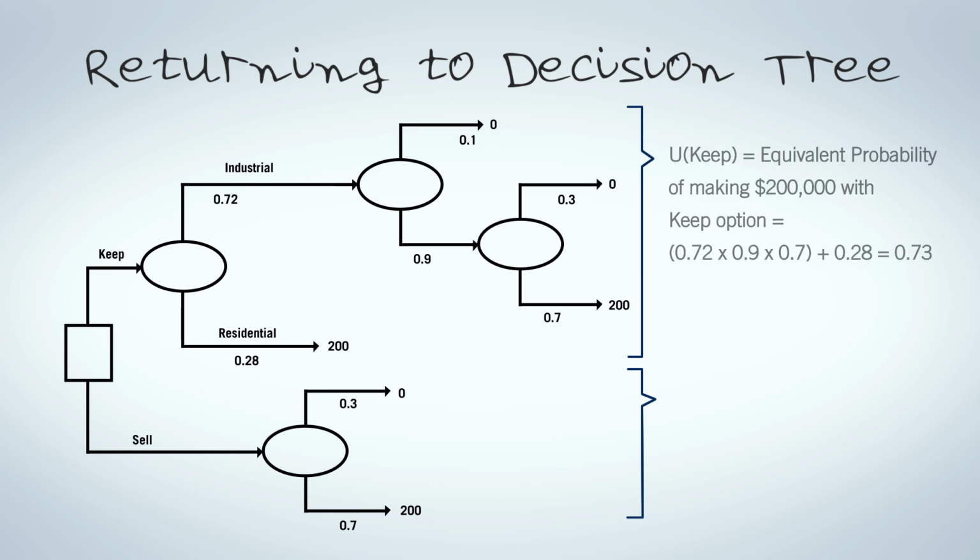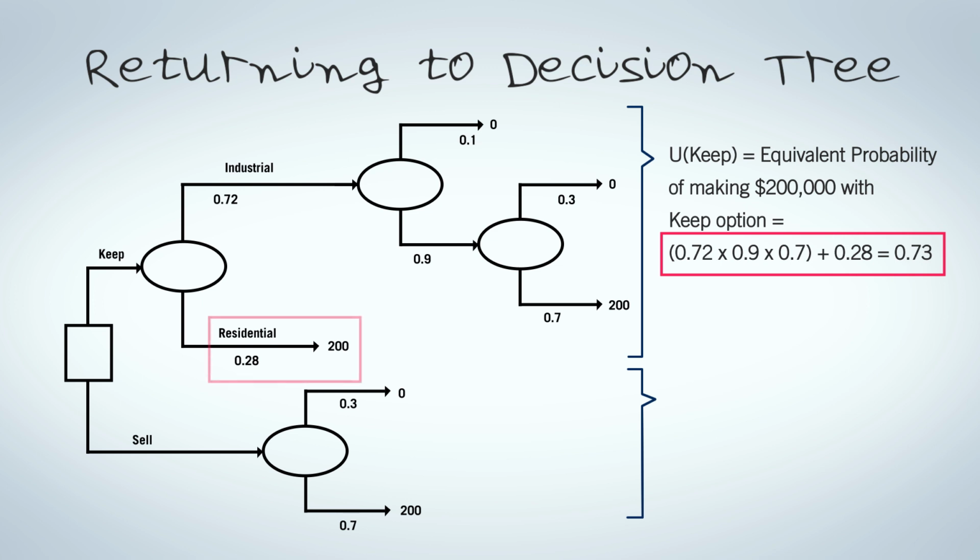And we see here that the utility of keeping is then the equivalent probability of making 200,000 with the keep option. We're going to go with the keep option. What is the equivalent probability? He's indifferent between keeping and this tree here. And this tree translates into a 28% chance of winning 200,000, and a 0.72 times 0.9 times 0.7 chance, which adds up to 73%. So he's indifferent between keeping and getting a 73% chance ticket on a $200,000 gamble.